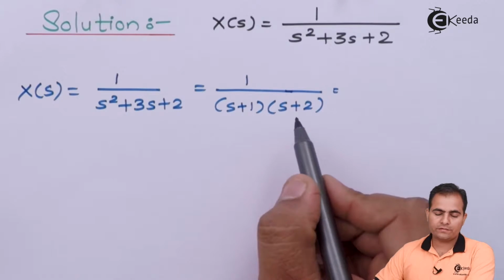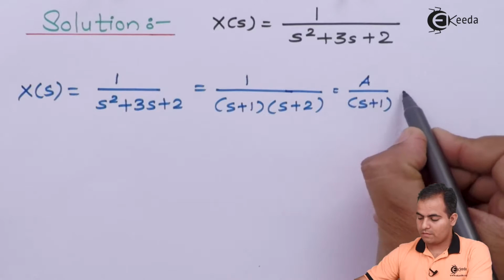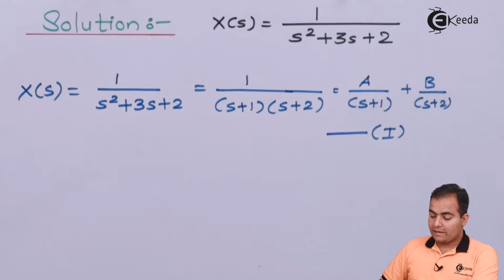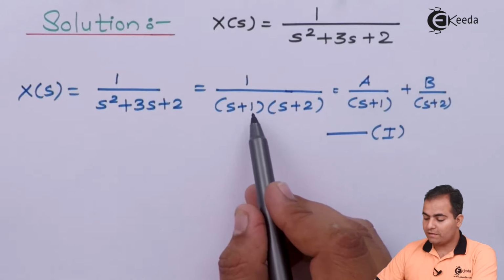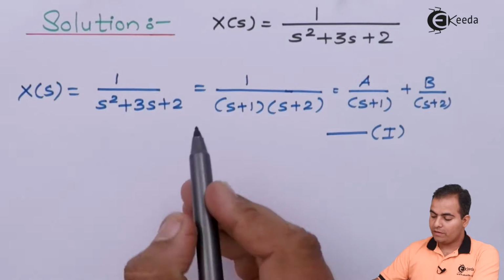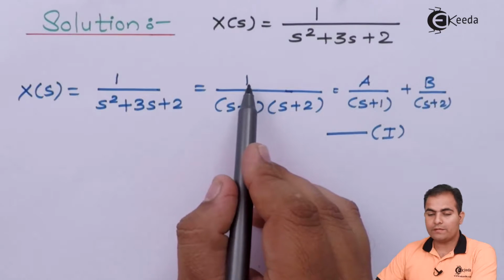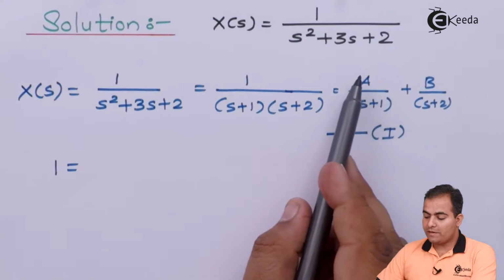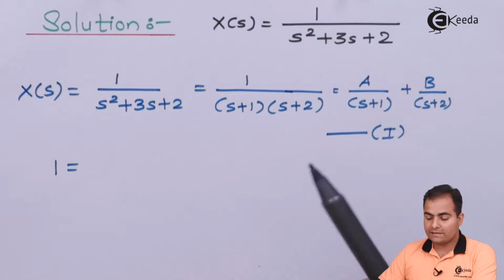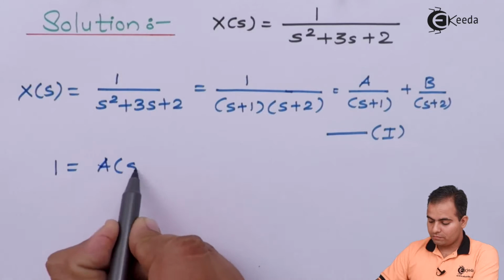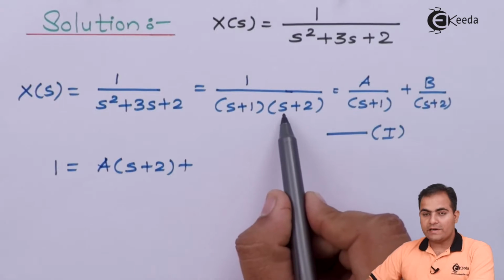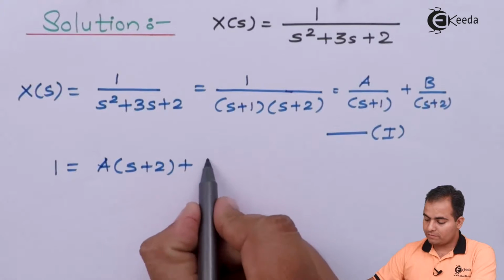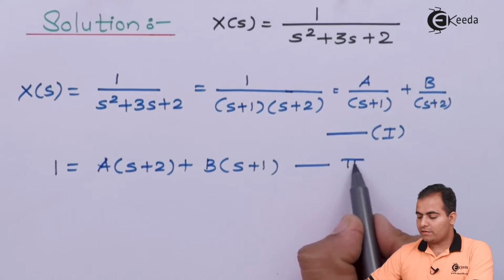Now what is important? Here we have two poles, which means of course we will use two variables. And this is our equation number 1. The next step is you have to multiply the left hand side denominator on the right hand side. So if you move the left hand side denominator to the right hand side, on the left hand side only 1 will be there. Now first of all I will multiply the whole denominator with A, so s plus 1 will get cancelled. What we will get? A into s plus 2. And similarly, if we multiply the left hand side denominator on the right, then s plus 2 will get cancelled, and only B will be multiplied with s plus 1. Now this is my equation number 2.